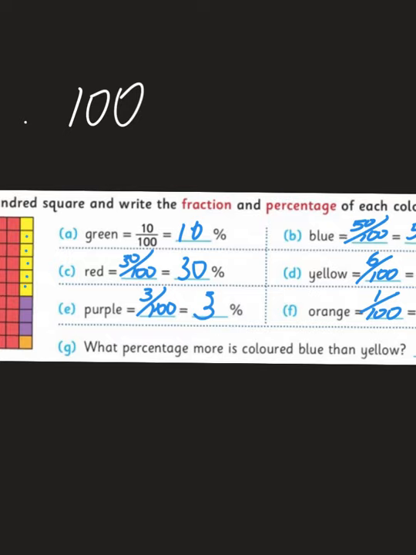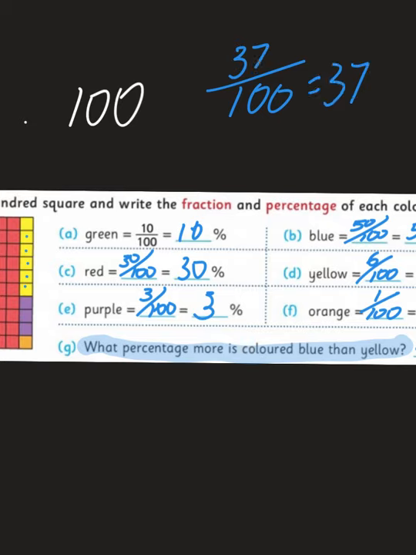Now, what percentage more is coloured blue than yellow? So there's 50% coloured blue and there's 6% coloured yellow. So what percentage more is coloured? It is 44%. I hope that gives you an understanding of looking at the 100 square there and writing the fractions and percentages. It's really simple to change a hundredth, any kind of a hundredth. So 37 hundredths is equal to 37%. It's quite easy when they're simplified hundredths like that.